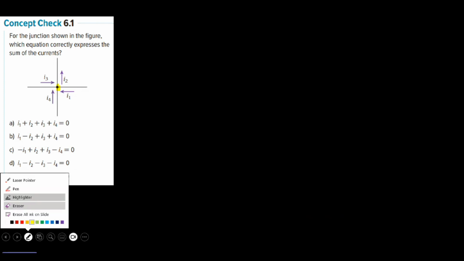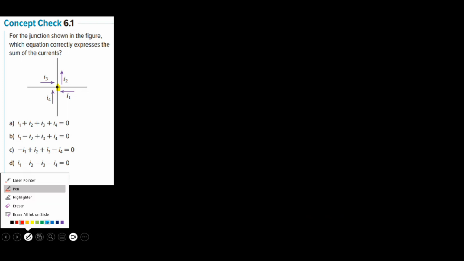We will use Kirchhoff's junction rule to solve this question. Kirchhoff's junction rule says that the sum of all currents at a junction must be equal to 0, with the currents entering the junction taken as positive and the currents leaving the junction taken as negative.